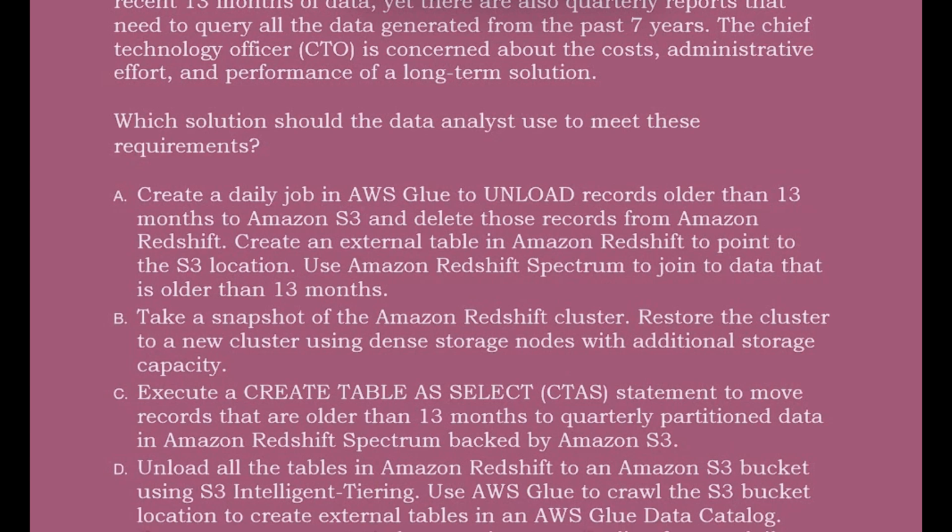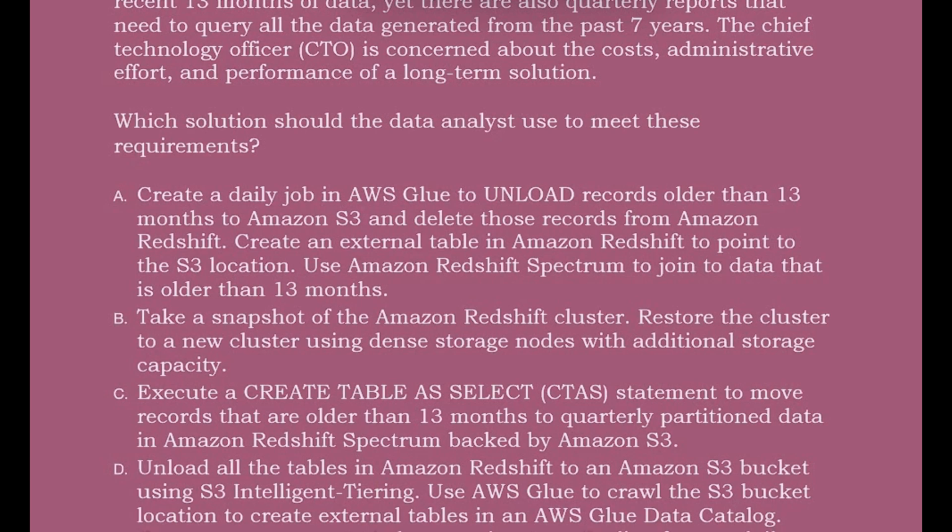Option A. Create a daily job in AWS Glue to unload records older than 13 months to Amazon S3 and delete those records from Amazon Redshift. Create an external table in Amazon Redshift to point to the S3 location. Use Amazon Redshift Spectrum to join the data that is older than 13 months. Option B. Take a snapshot of the Amazon Redshift cluster. Restore the cluster to a new cluster using dense storage nodes with additional storage capacity.